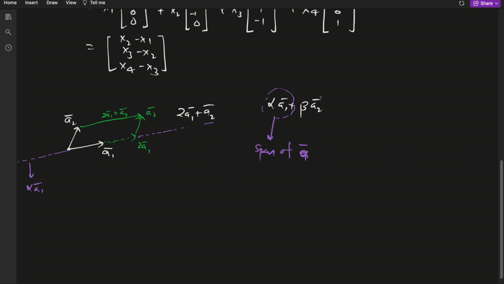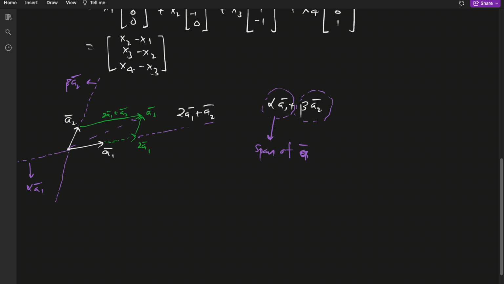The same thing goes for beta times A2. You just scale A2. You take all the scaled versions of A2, or you can say this is nothing but the span of vector A2. All right. So this is beta times A2. Now 2A1 plus A2 is one such special case where alpha is 2 and beta is 1. So this becomes 2A1, and the beta remains 1, so this remains A2, and you get this vector 2A1 plus A2.